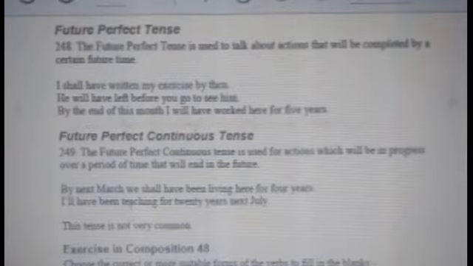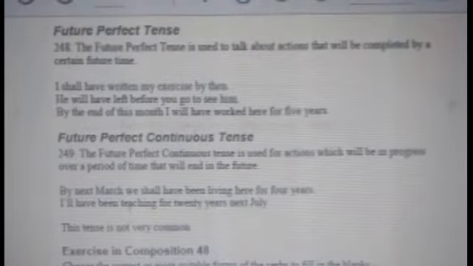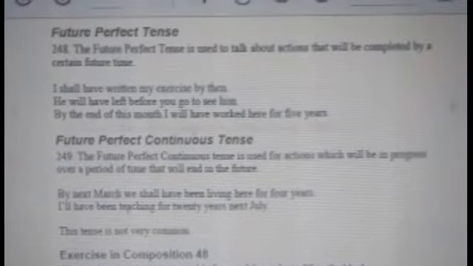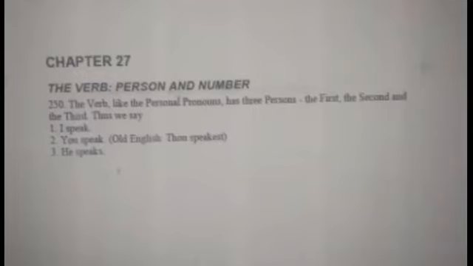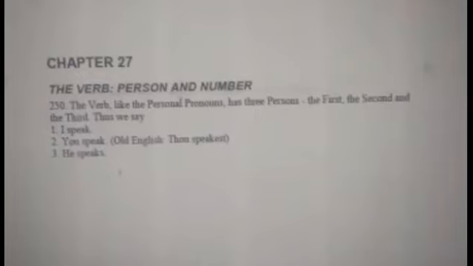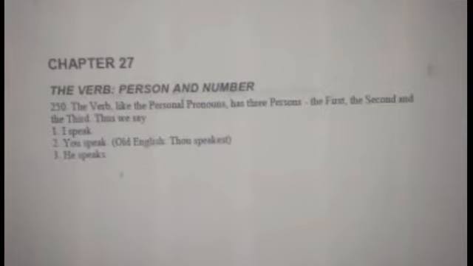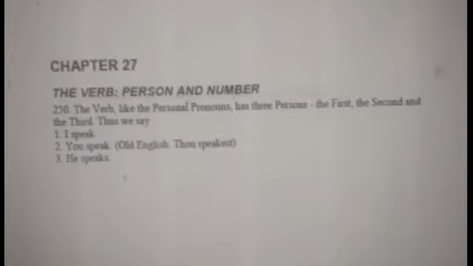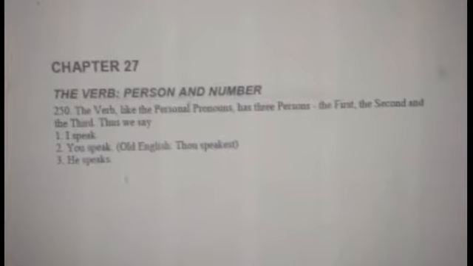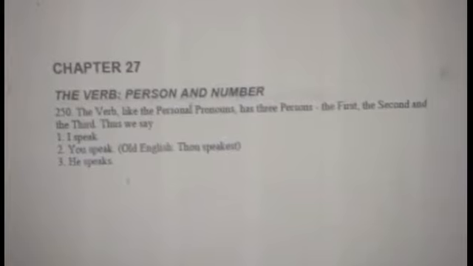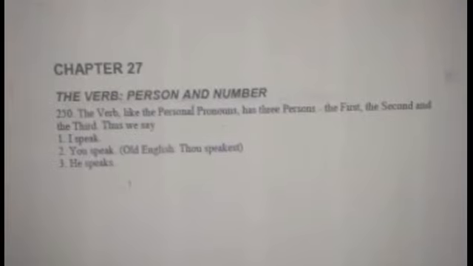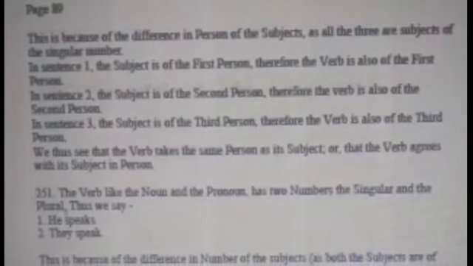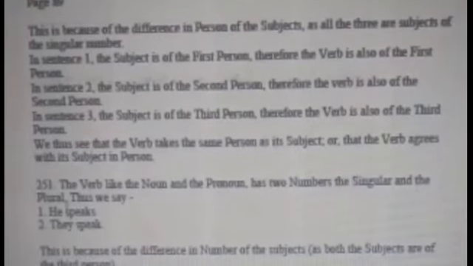So here are some more questions in the exercise also. Please try to complete them. And one more subtopic is there in the verbs, that is the verb person and number. The verb depends on the person and number also. The verb, like the personal pronouns, has three persons, that is first person, second person and third person. For example, I speak, you speak, or he speaks, third person. This is because of the difference in person of the subjects, as all the three are subjects of the singular number.